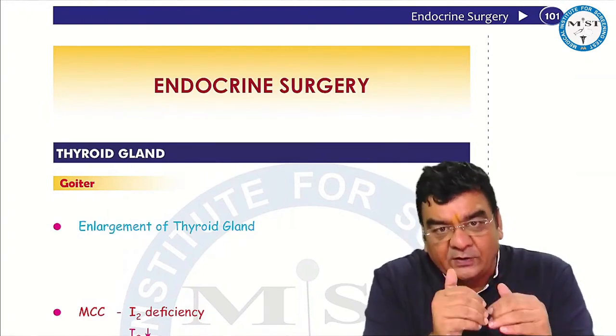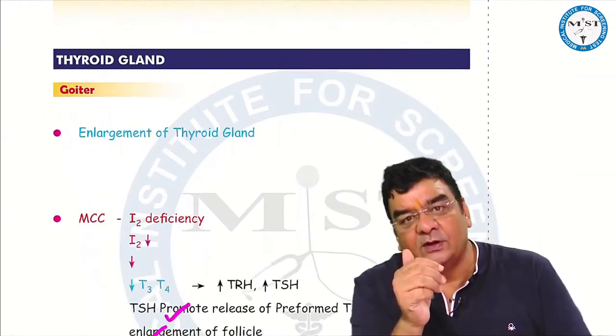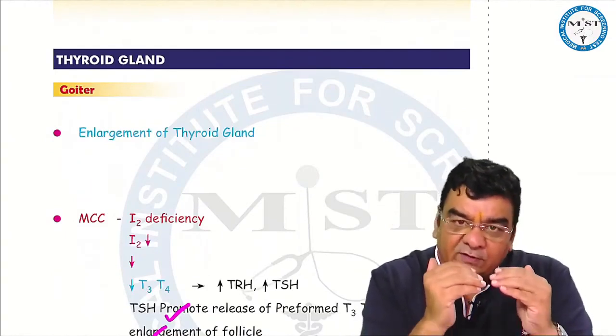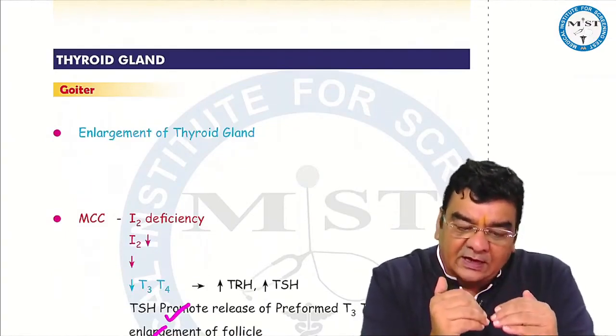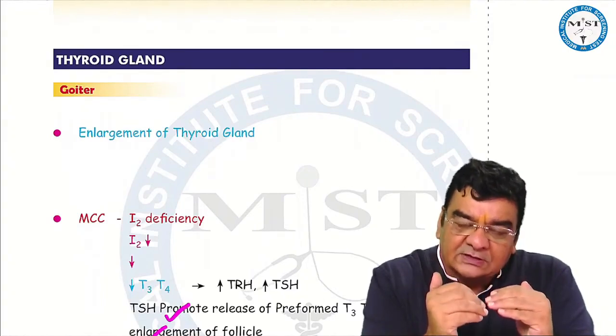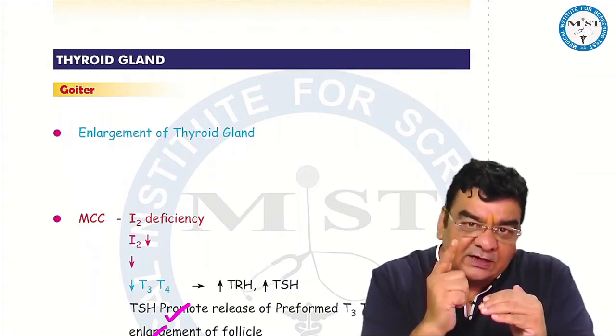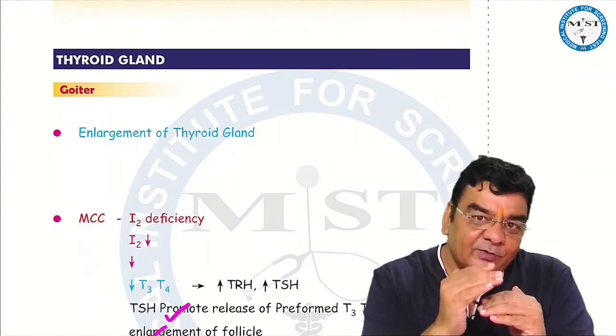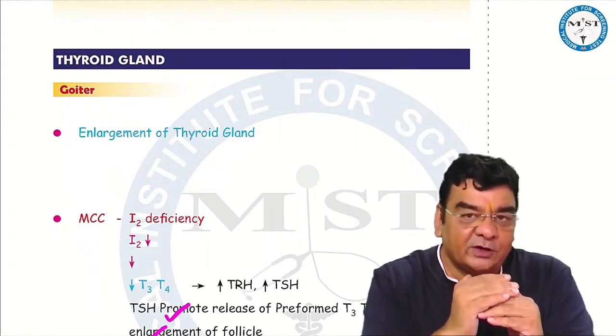Whenever there is iodine deficiency, it will not allow T3, T4 to form. So T3, T4 levels in the blood will be less. And if T3, T4 in the blood is less, then hypothalamus will secrete TRH, thyrotropin releasing hormone, which will act on anterior pituitary to release TSH, thyroid stimulating hormone.